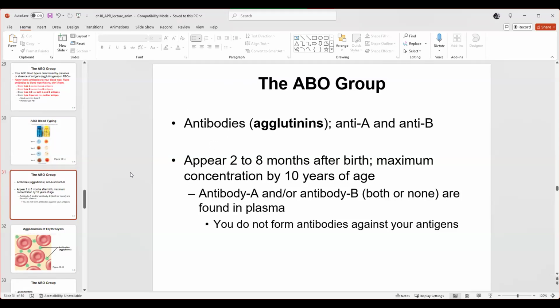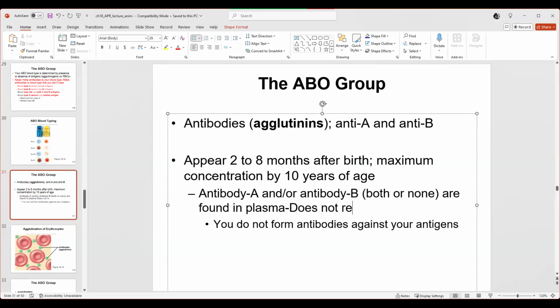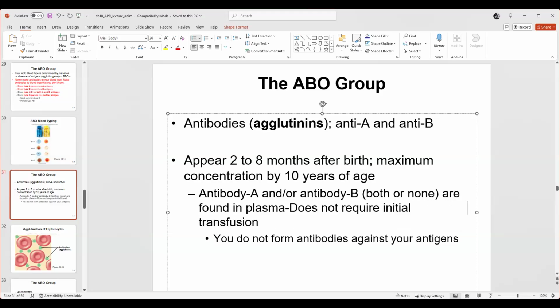Again, they appear 2 to 8 months after birth. Usually we say about 6 months after birth. Maximum concentration by 10 years. Again, you do not form antibodies to your antigen, and it does not require an initial transfusion. You don't need an initial transfusion to cause this. You are already forming these antibodies all the time after the age of 6 months.